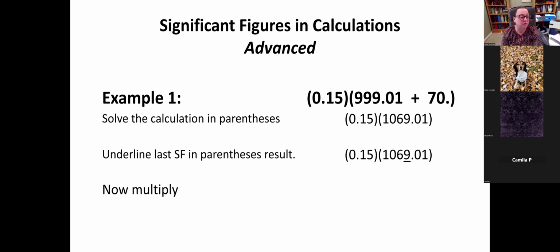Then with that in mind, now we can go ahead and do the next kind of math, which is going to be a multiplying here. We're going to be multiplying 0.15 by the result of that addition.